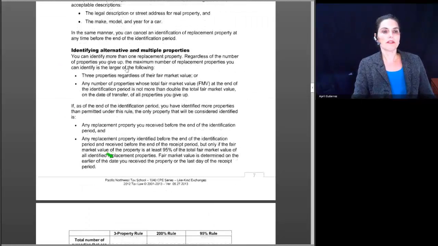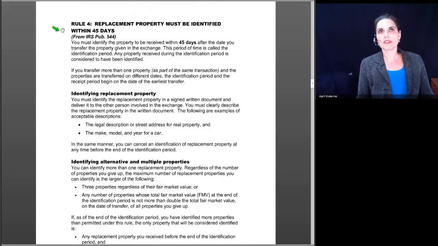Now, rule number 4, the replacement property must be identified. What this is essentially saying is I've involved an intermediary, or typically these would involve intermediaries. You go and you've identified an item of replacement property that you want to trade for, and you're selling your existing property. From the time that you sell your existing property, you have only 45 days to identify the replacement property. And then from the time you identify that replacement property, you actually have to take possession of it within 180 days.